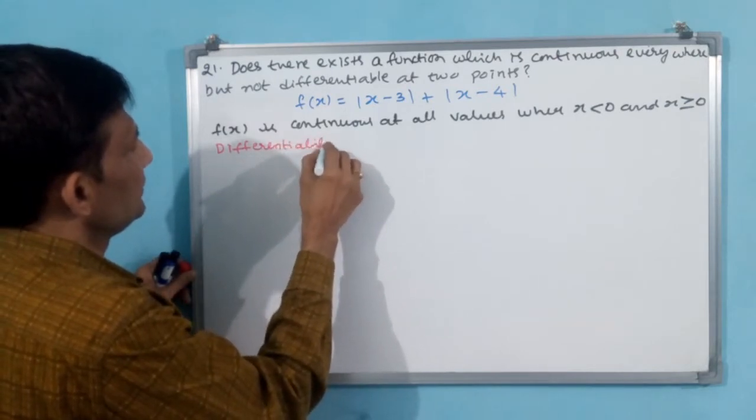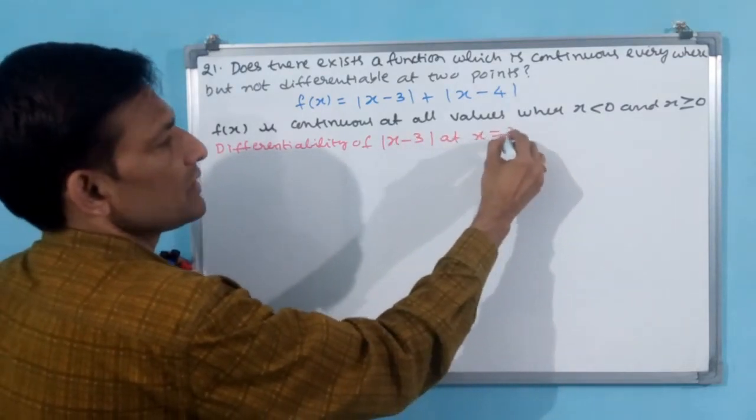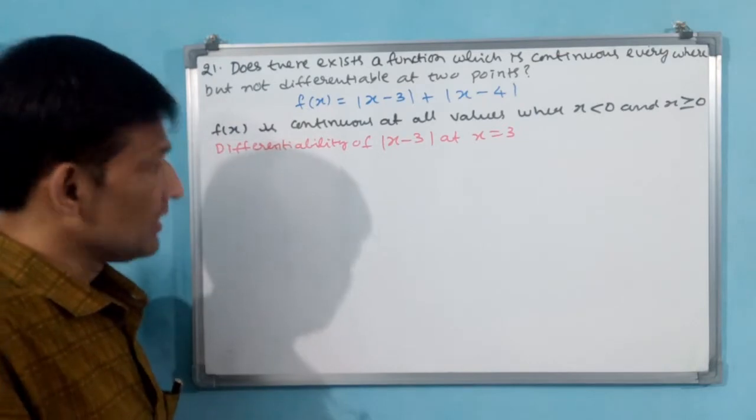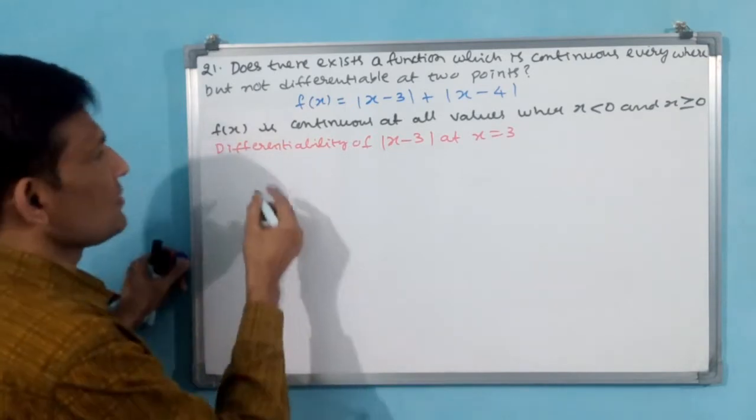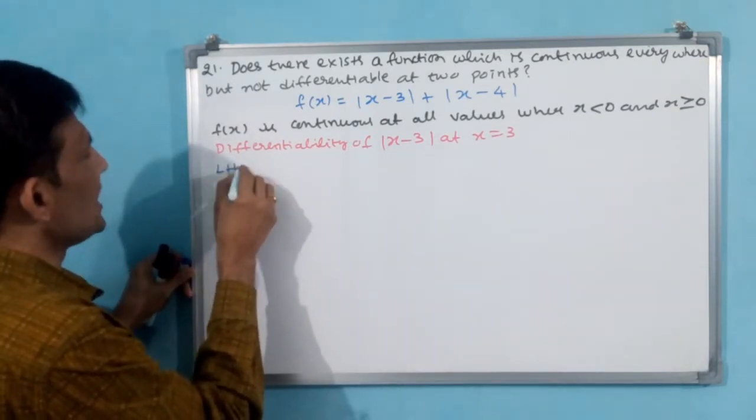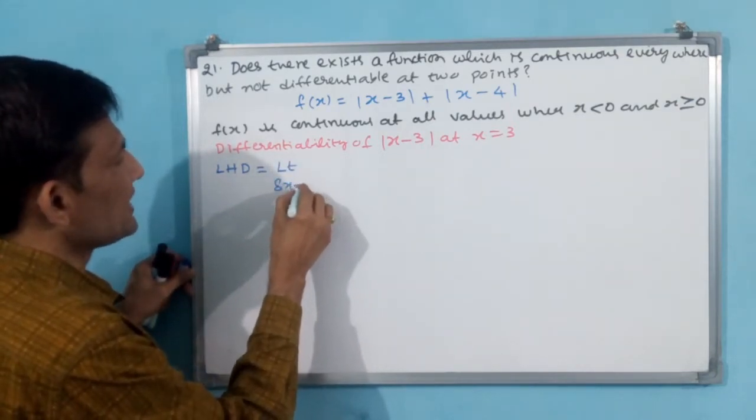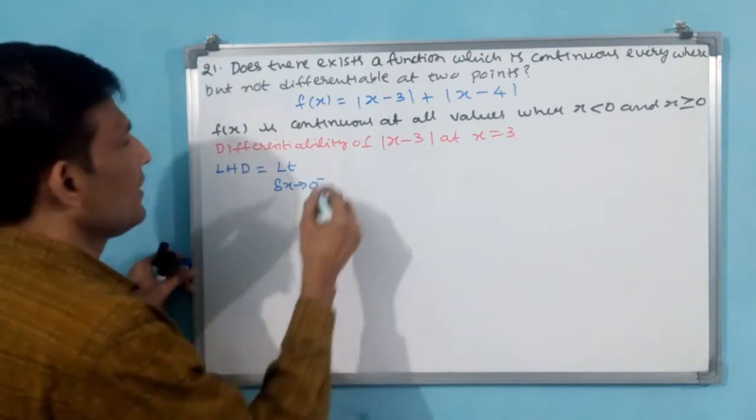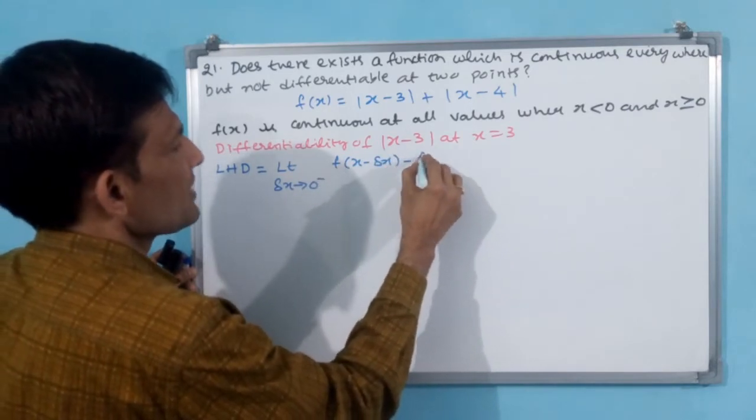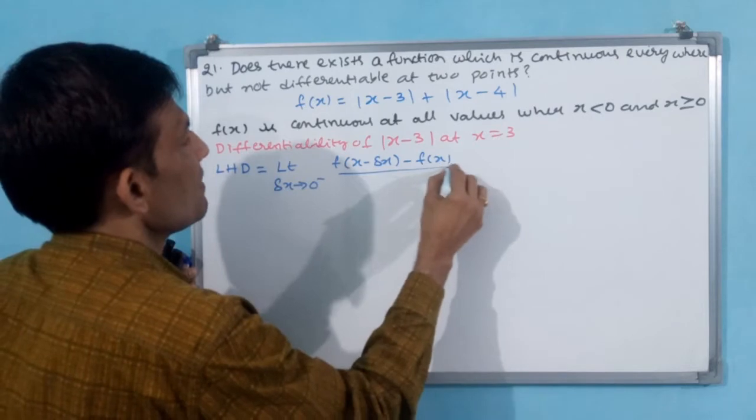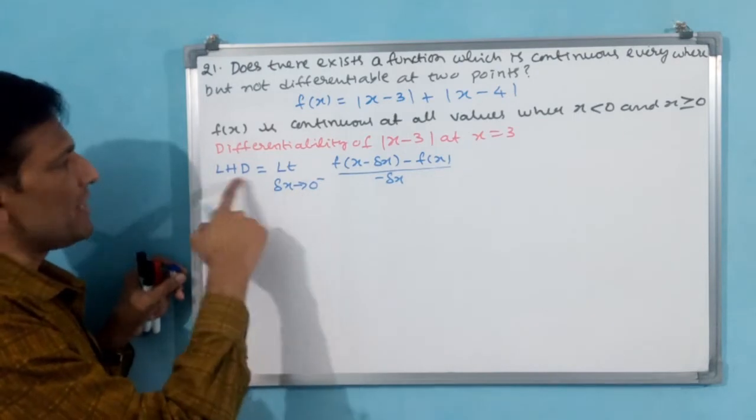Differentiability of modulus of x minus 3 at x is equal to 3. Okay. See how I am showing differentiability of this function. See, left hand derivative, right hand derivative: how to see differentiability means. You see what I am writing. LHD is equal to left hand derivative: limit delta x tends to 0 minus, f of (x minus delta x) minus f of x, divided by minus delta x. Okay, both are minus minus you have taken. Why? Because 0 minus, left hand derivative.